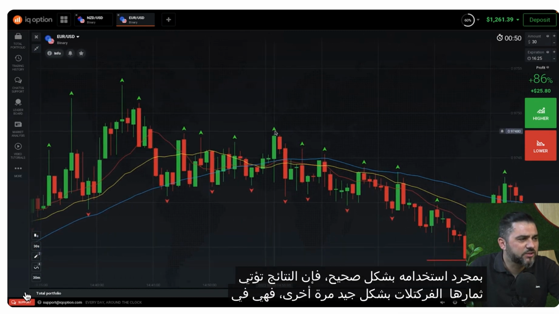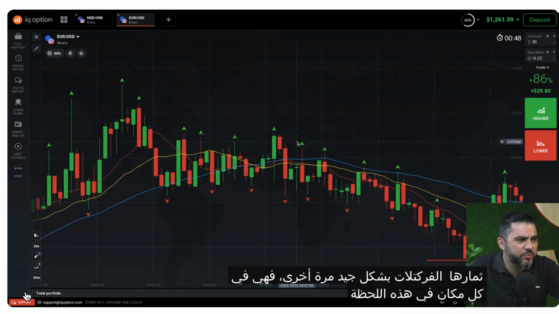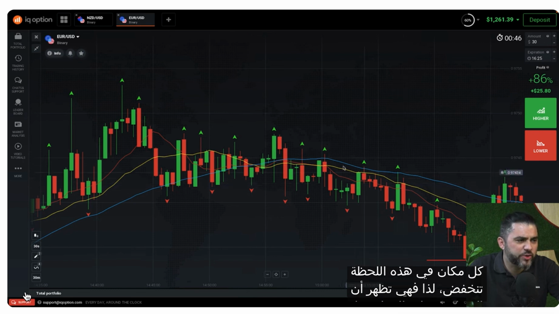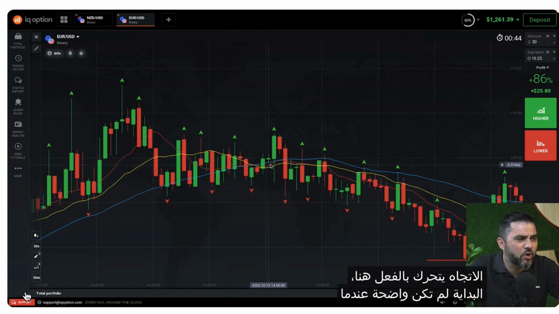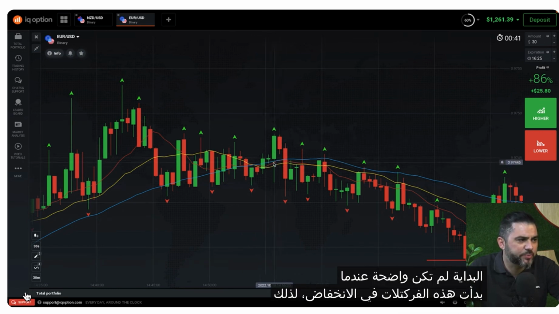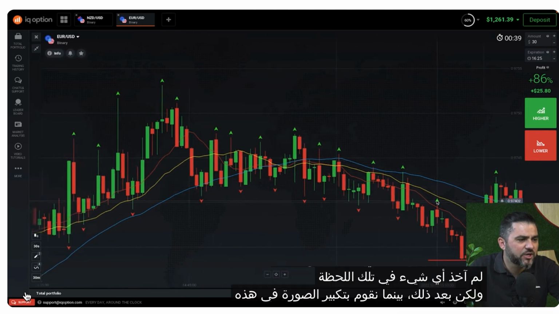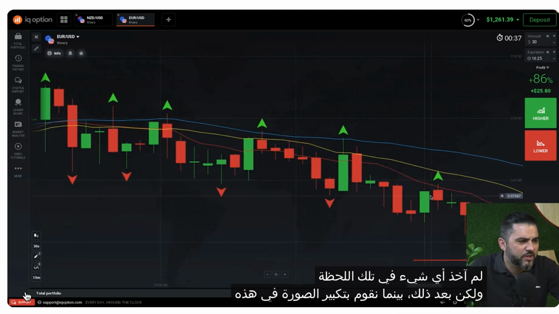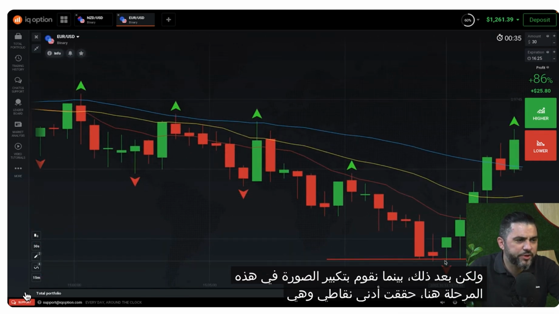Fractals, again, are all over the place at this moment, dropping. So it shows a trend is already in motion here. The beginning of it wasn't that clear when these fractals started dropping down, so I didn't take anything at that moment. But then as we're zooming in, at this point down here, I have my lowest point achieved.